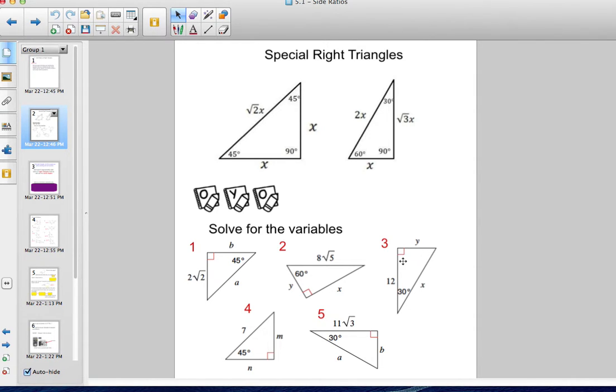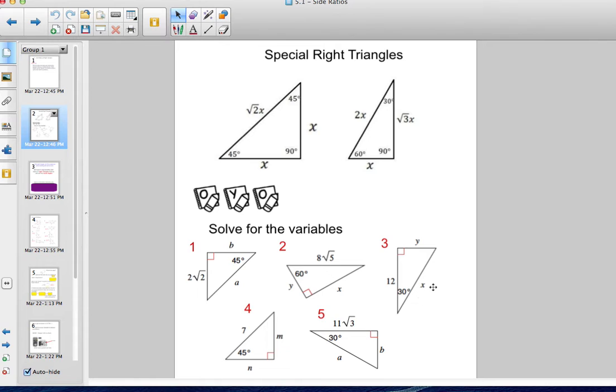When you divide 12 by root 3, you're going to get a root 3 in the denominator. So you want to rationalize it, but you should end up with 12 root 3 over 3 for y. And then if y is 12 root 3 over 3, that just means your hypotenuse is going to be, well, actually, I'm sorry, 12 root 3 over 3 we can simplify. I should have caught that. 12 root 3 over 3 is going to be 4 root 3.